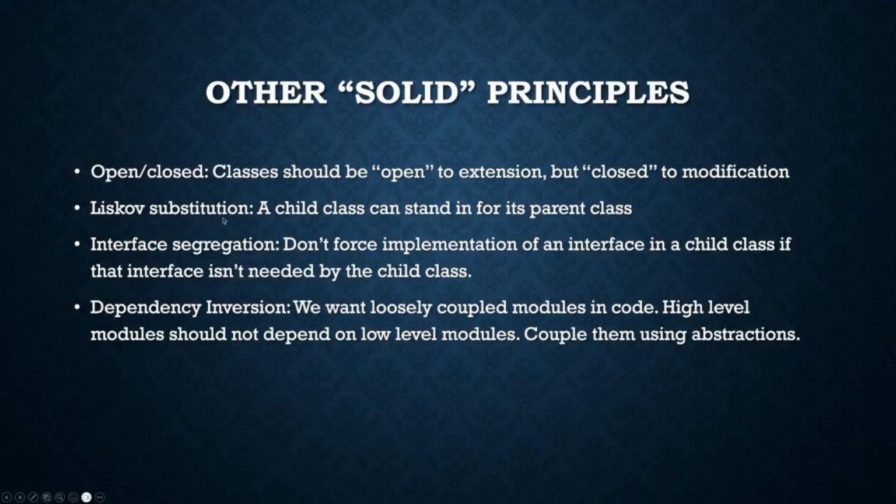L is for Liskov substitution. A child class can stand in for its parent class. So basically, this is a version of that polymorphism thing. If we were to declare an object of type player, or of a type character, and character is extended by both player and by non-player character, well, the child class can stand in for its parent class. So if we had a pointer of type character, that could point to either child.